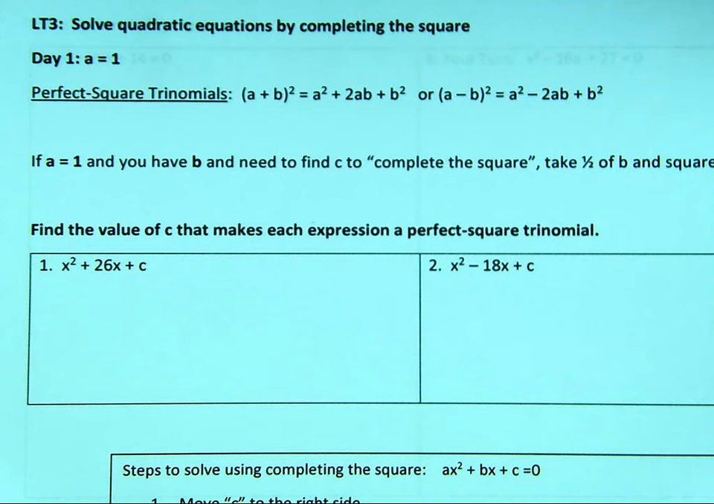We're only going to do those for the quadratic equations where a is equal to 1. And then in the next video we'll talk about a being bigger than 1.